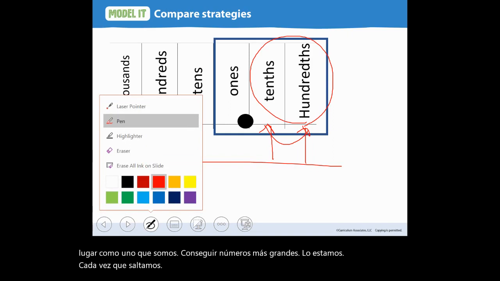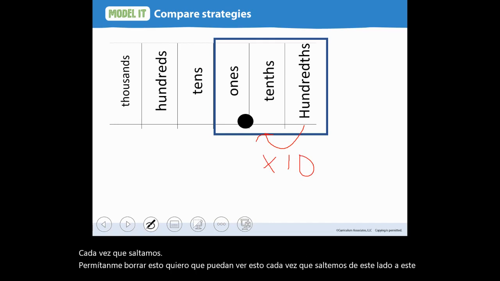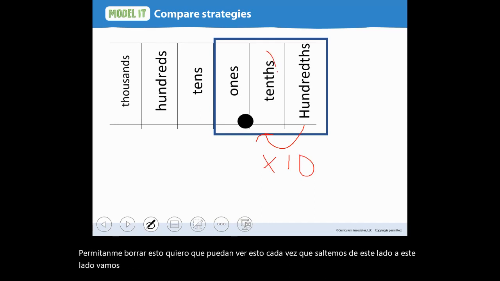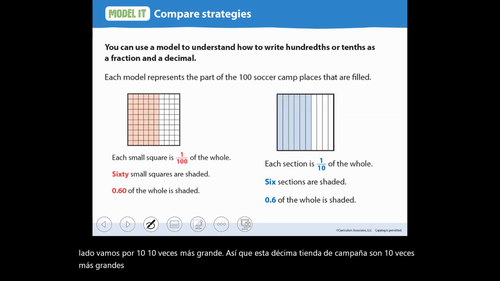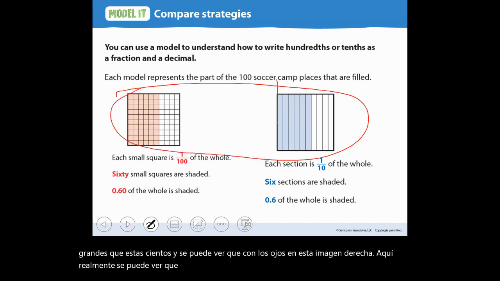let me erase this, I want you to be able to see this. Every time we jump from this side to this side, we go times 10. 10 times bigger. So these tenths are 10 times bigger than these hundredths. And you can see that with your eyes in this picture right here. You really can see that these are 10 times bigger. This long blue line is 10 times bigger than this teeny tiny little dot. I can't even circle it. It's so small.